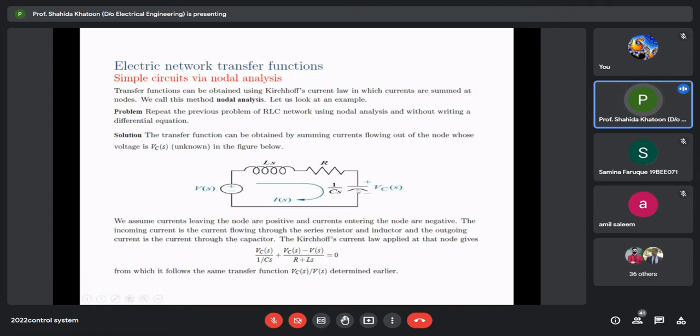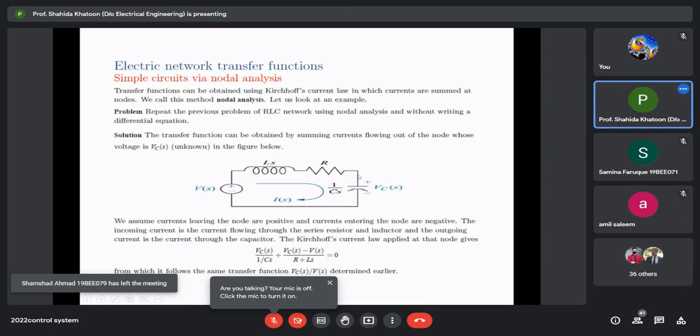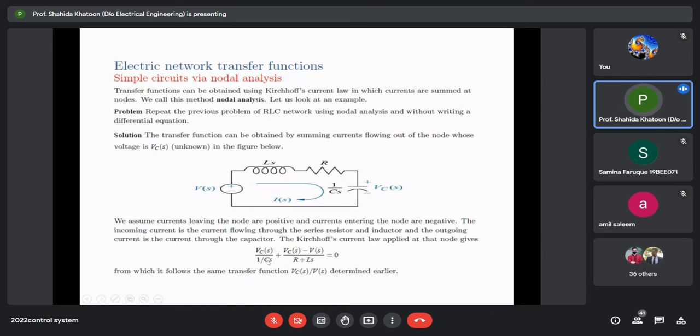Current in this direction is positive; there are two currents. One current is flowing across the capacitor, the other current is flowing in this branch. Okay, so the current across the capacitor is given by VCs upon 1 by Cs, and the current in this branch is given by the voltage at this point minus the voltage at this point. So VCs minus Vs upon R plus Ls equal to 0. So this is KCL at this node. Okay, so you can find the transfer function VCs upon Vs from this equation.